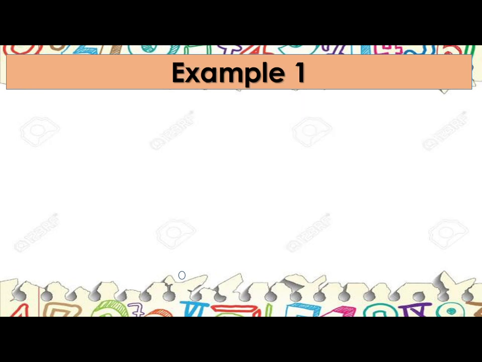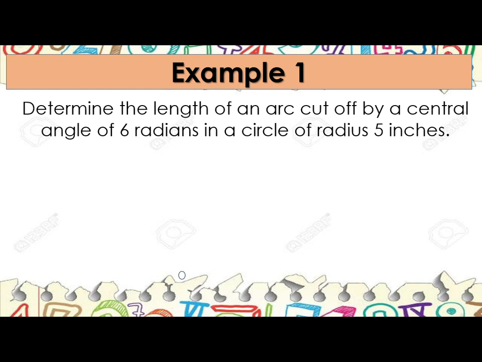For you to understand more, I have here an example for the arc length of a circle. Let me read this to you. Determine the length of an arc cut off by a central angle of 6 radians. So you have here the central angle, which is 6 radians. Again, as I said earlier, your central angle should be converted into radians. The given is already in radian form, so we don't need to convert it. The circle has a radius of 5 inches.